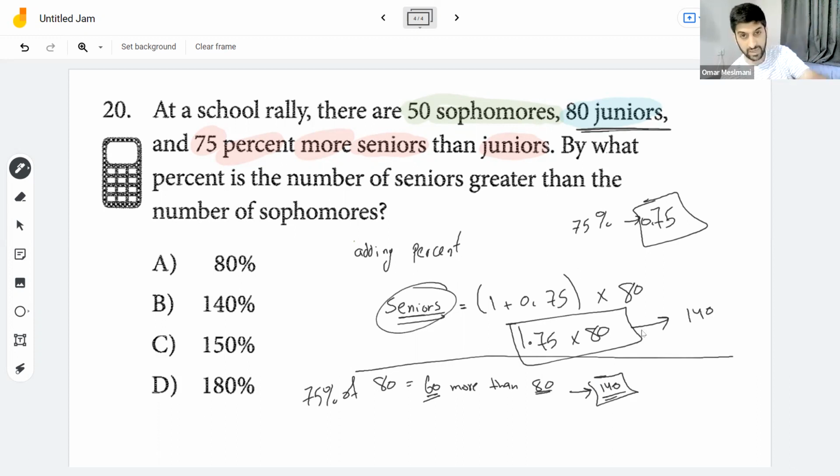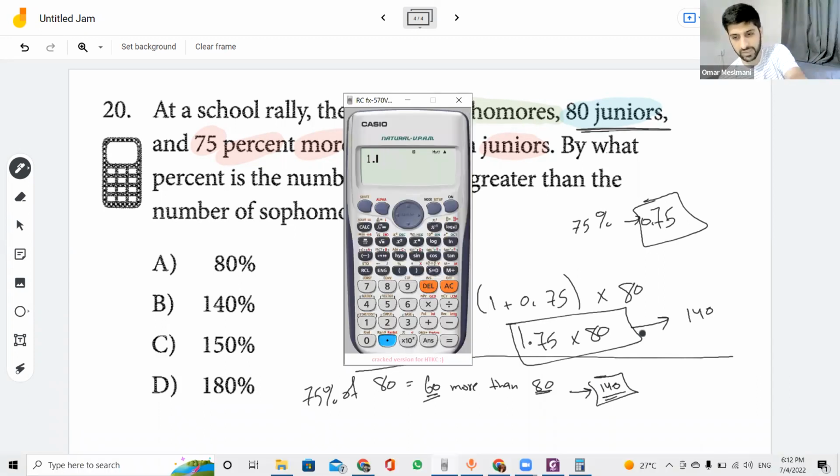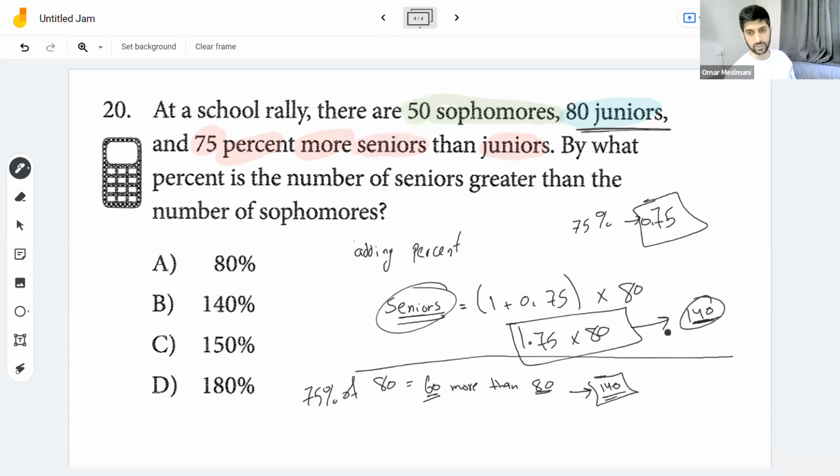Look, if you use a calculator and you say 1.75 times 80, you get 140 directly. And this is the way I'm using, so I can save some seconds, okay? I'm going to save 15 seconds at least. So I have 140, this is the number of seniors we have right now.